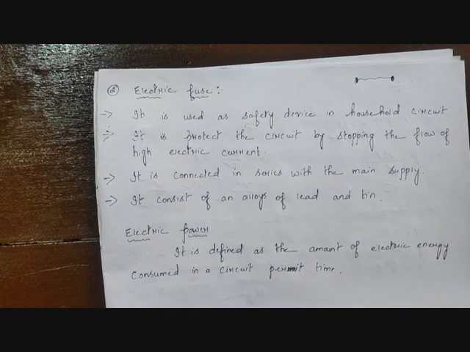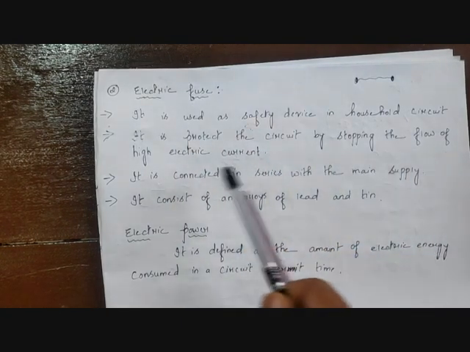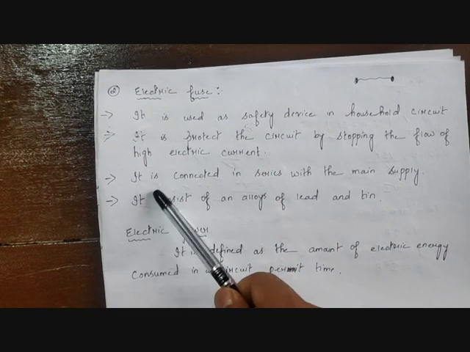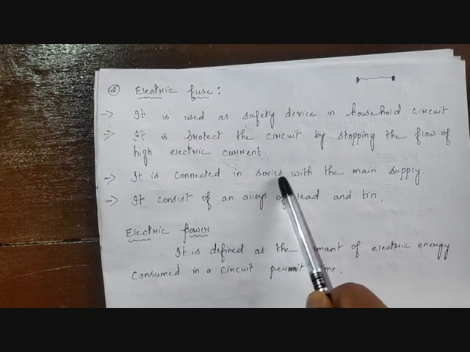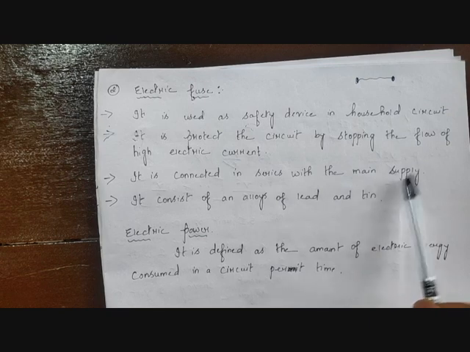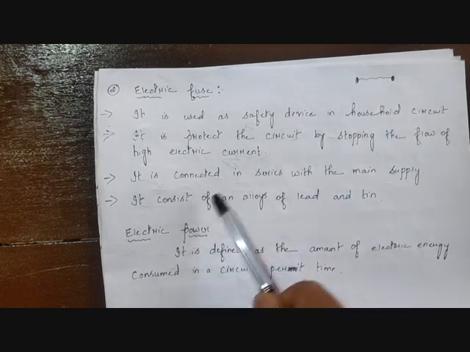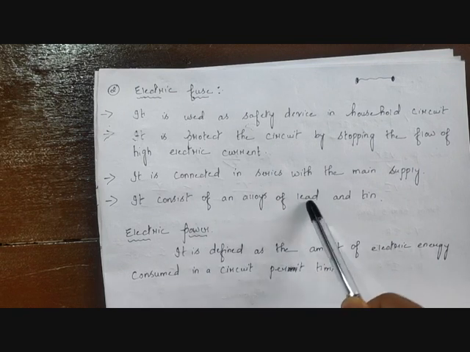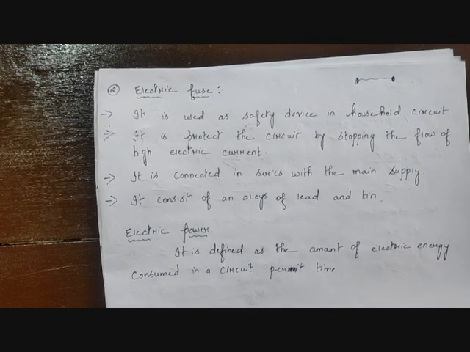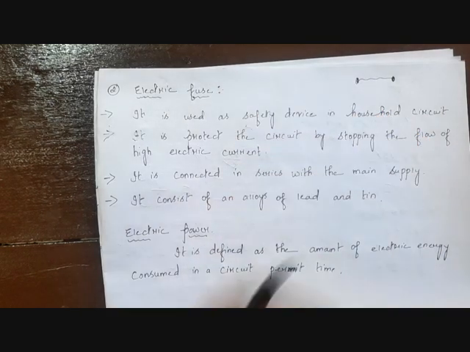It is a safety device used in household circuits. It protects the circuit by stopping the flow of high electric current. It is always connected, always remember, in series with the main supply from where we're getting the current. And that wire is made of what? Alloy of lead and tin. Lead and tin. Now student, why do we use an electric fuse?